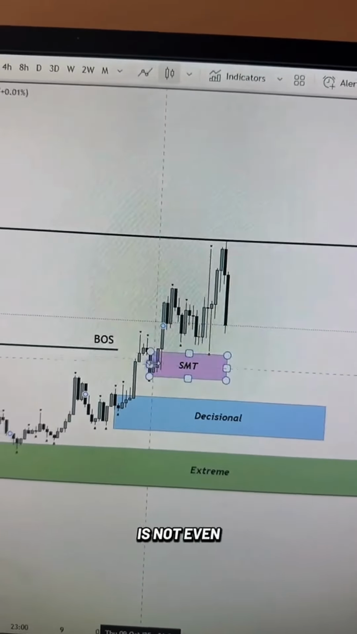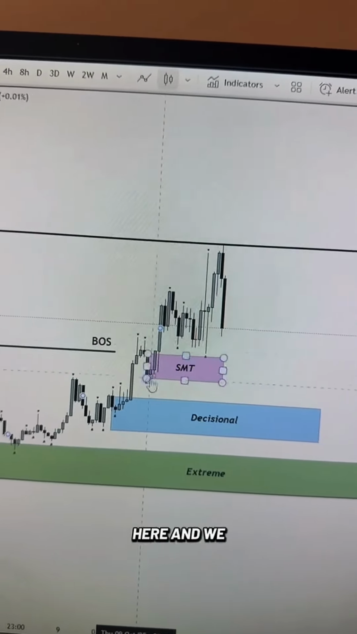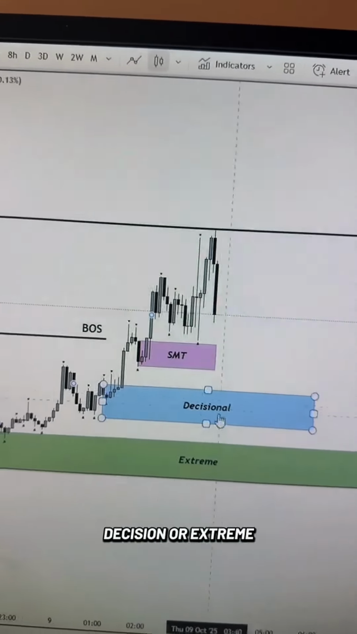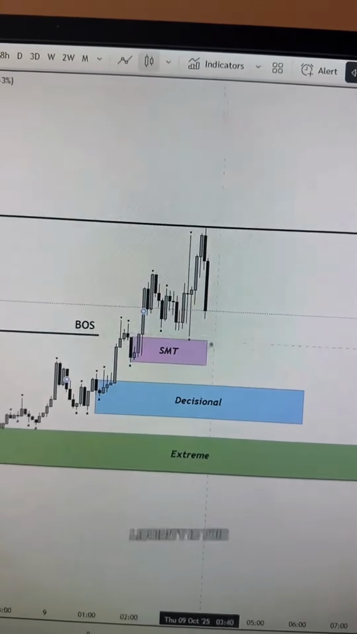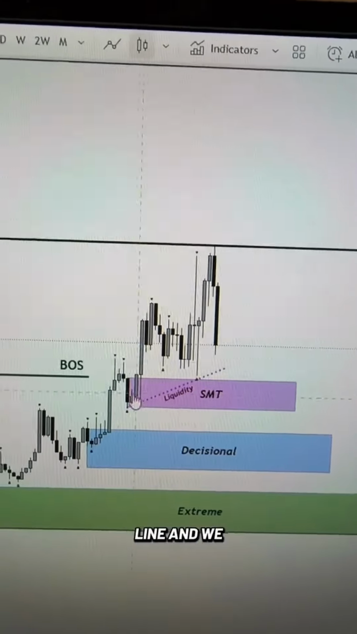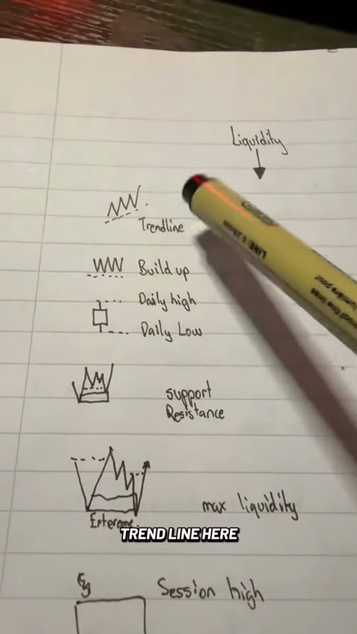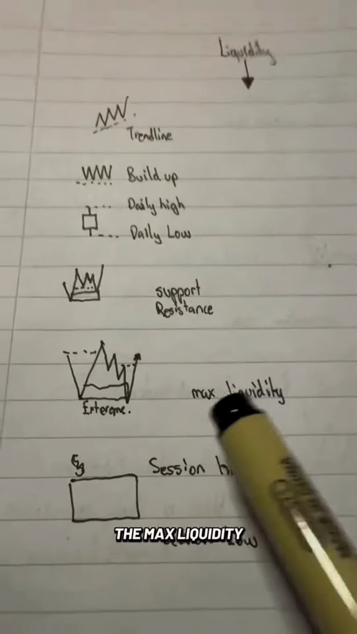This point here is not, even though it came down, it broke structure here and we came down and led to a new structural break. This is a trap. Why? Because it hasn't tapped into our decisional or extreme yet. So this becomes liquidity. What type of liquidity is this? We have trend line and we have this point here was a trap. It led to a new high, but it's a trap.